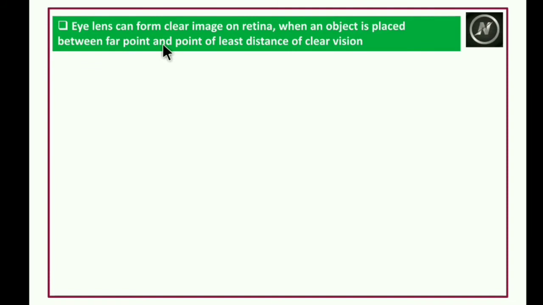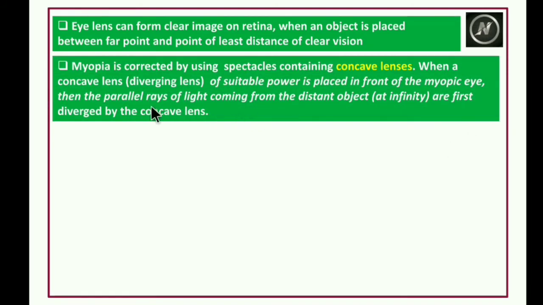So, the eye lens can form a clear image on the retina when an object is placed between the far point and the point of least distance of clear vision, or distinct vision.